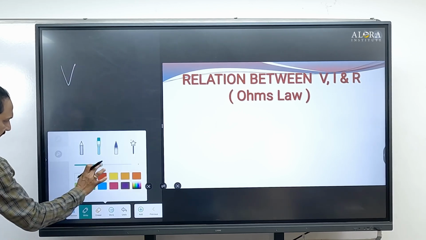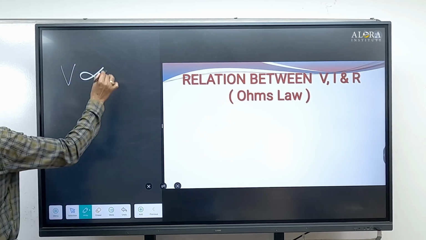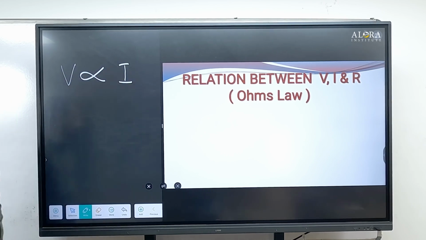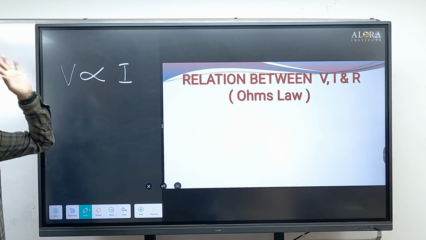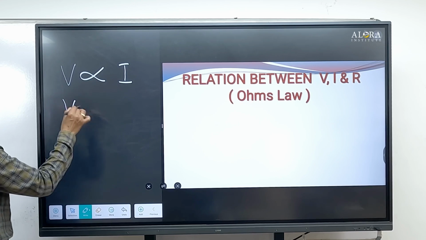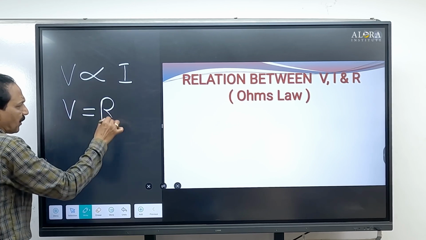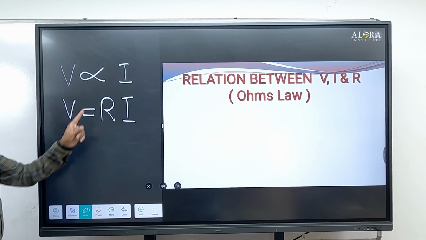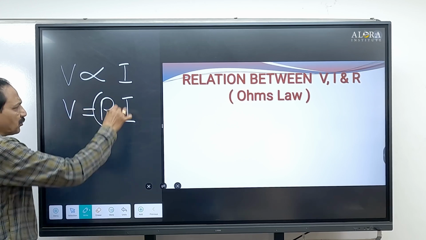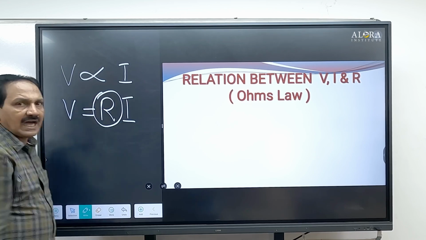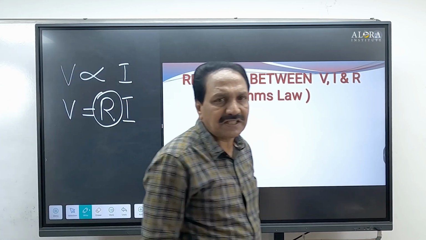The potential difference across the resistance is directly proportional to current. This is your Ohm's law. If we remove the proportionality sign, a constant of proportionality is used, and here we call it R. V equals R into I. This is the constant of proportionality, and this R is called the resistance of the material.